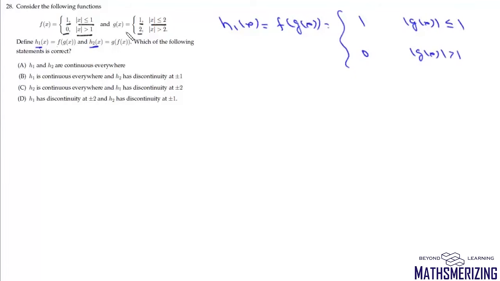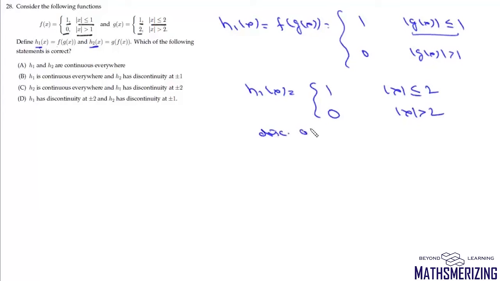Now looking at the value of g(x), g(x) is 1 when mod x is less than or equal to 2. So that means we can write h1(x) as 1 when g(x) is equal to 1, that is when mod of x is less than or equal to 2, and it will be 0 when g(x) is 2, that is when g(x) is greater than 1. So it will be when x is greater than 2. So this function is discontinuous at x equals plus or minus 2. So h1(x) is discontinuous at plus or minus 2.